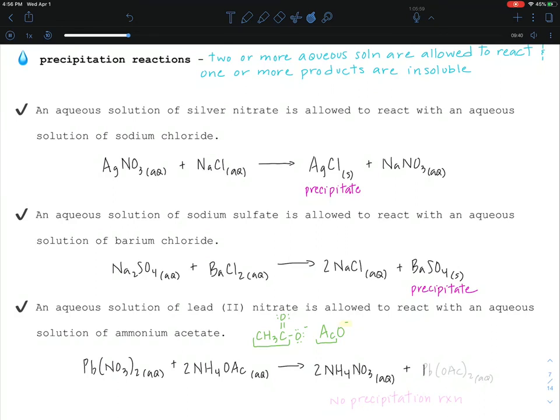So over here, I can put the OAc in parentheses and put a 2 on the outside. Each of those acetate anions has a negative 1 charge. It's right there. So I'm going to use 2 of them to balance out the lead. Now, all acetates are also soluble without exception. So in this particular case, all of the ions are in solution. So there is no precipitate, and so there's no precipitation reaction.